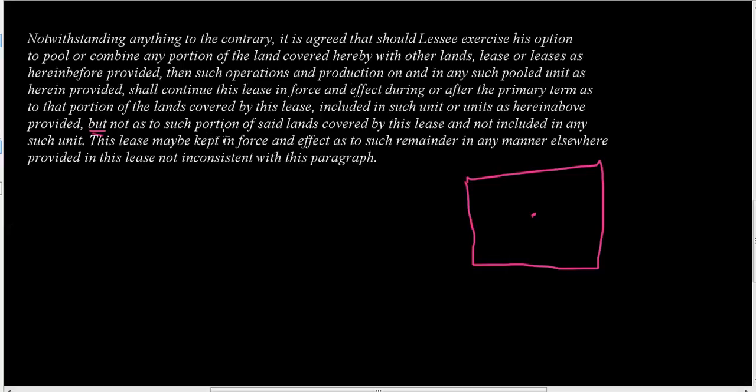not as to such proportion of said lands covered by this lease and not included in any such unit. This lease may be kept in force and effect as to such remainder in any manner elsewhere provided in this lease, not inconsistent with this paragraph. So it says, okay, we're going to let you pool, but if you have some lands that are covered by the lease, but they're not included in the unit, then you're going to have to release those lands. And that is basically the Pugh Clause.